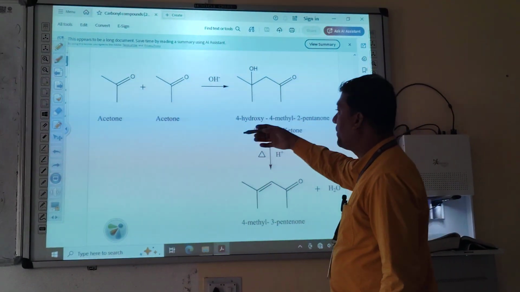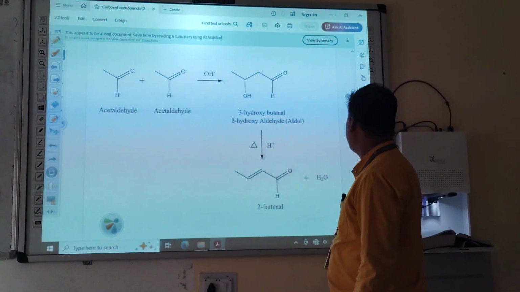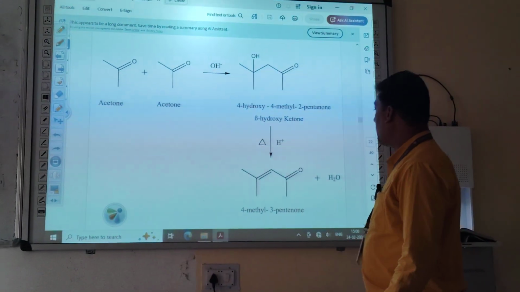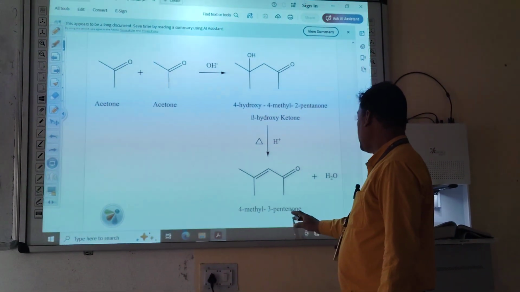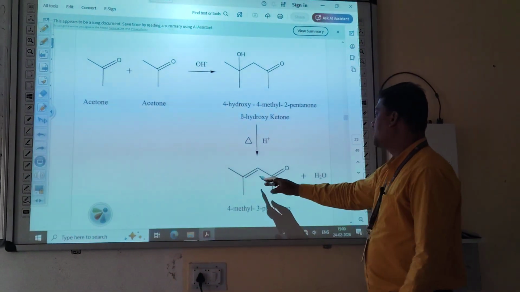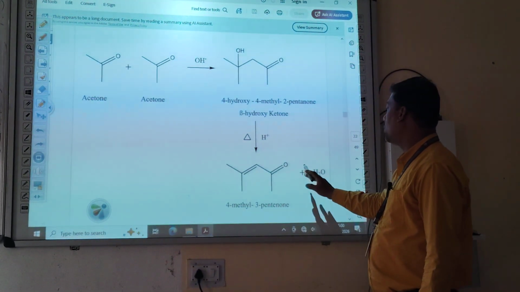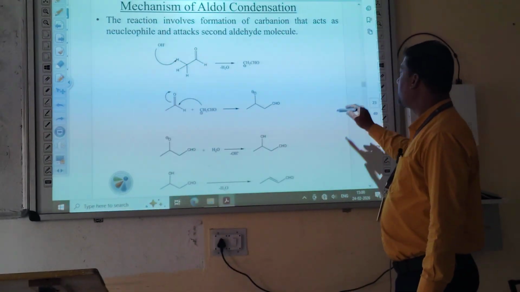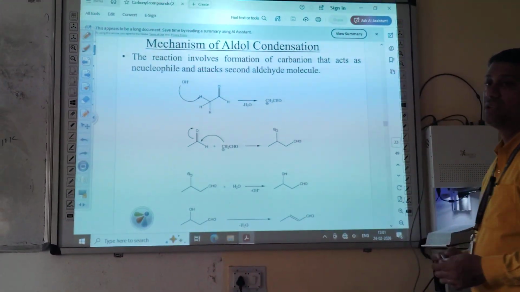Another example has been given. This is acetone. In case of aldehyde, this is, and in case of ketone, this is. For methyl 3-pent-ene-on, pent-ene means double bond and on means C double bond O. This is the example. Then the mechanism of aldol condensation.